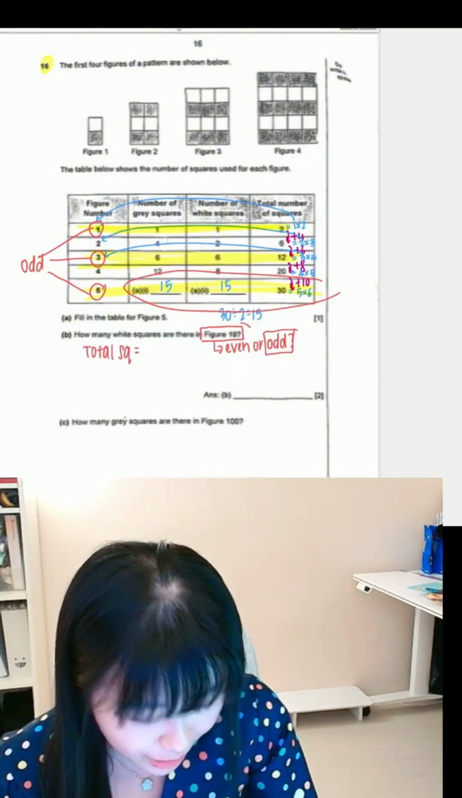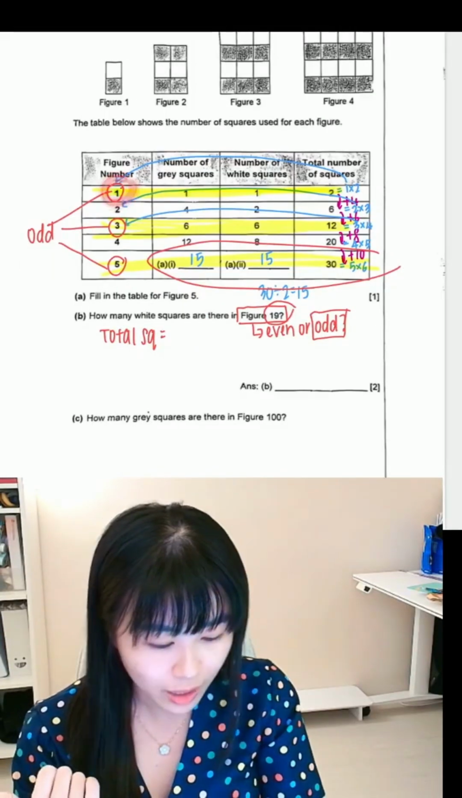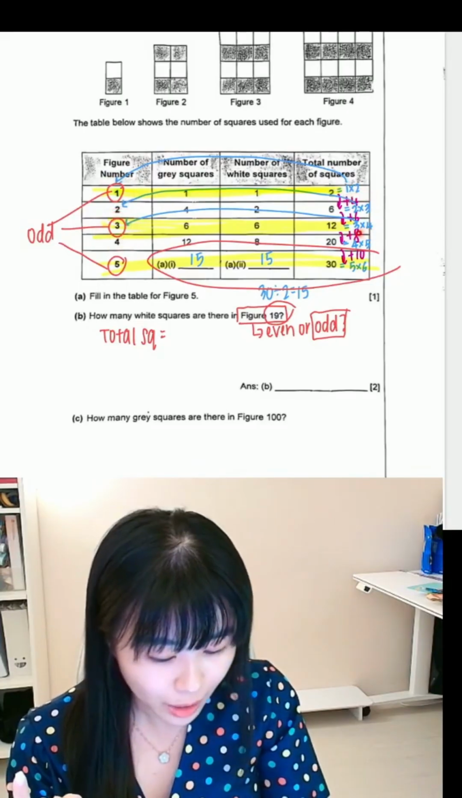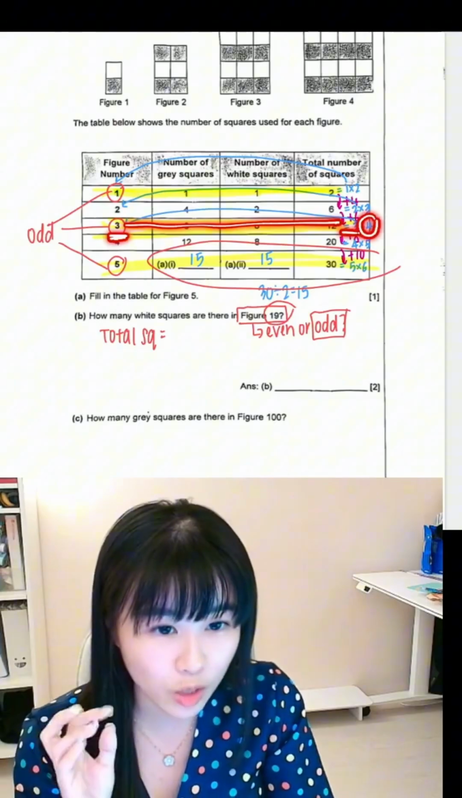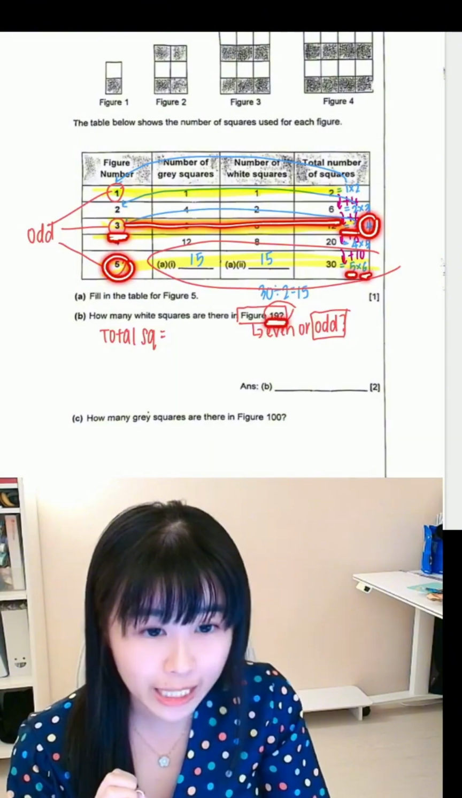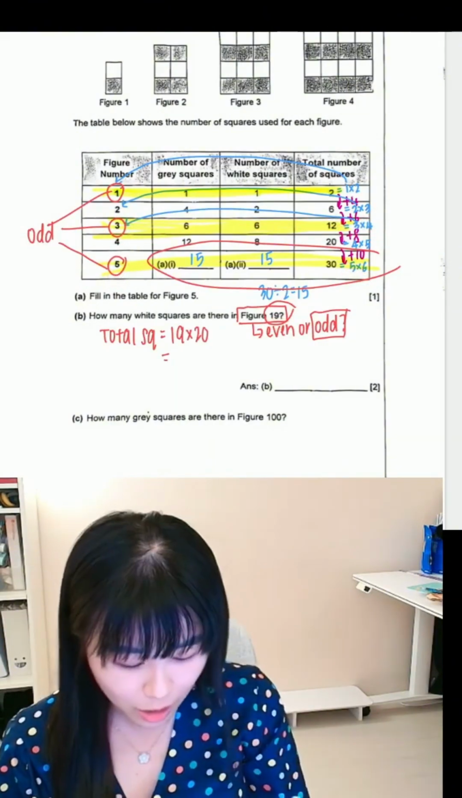If it's figure 19, how do I find the total squares first? 19 times 20, because just now figure 1 is 1 times 2, right? Here is figure 3, here's 3 times 4, right? The number here and here will be the same, then the adjacent number is always one more. So in figure 5, here is 5 times 6. So if it's figure 19, 19 times one more number bigger, which is 20, gives 380.